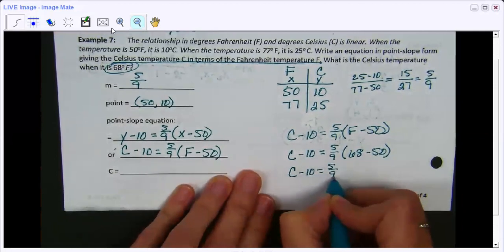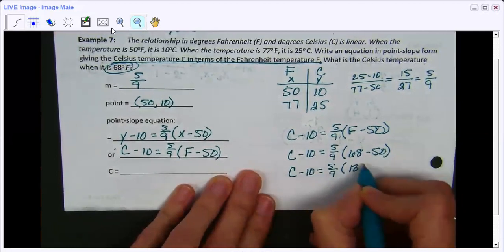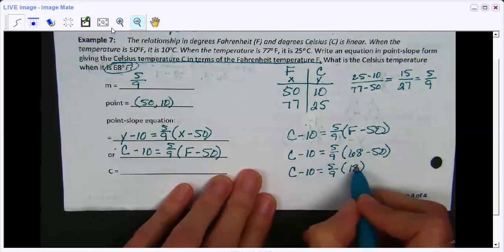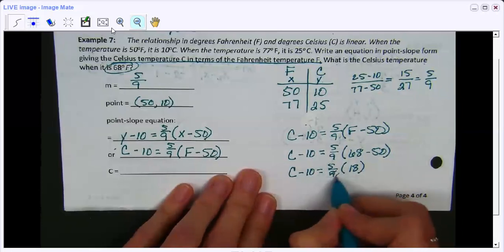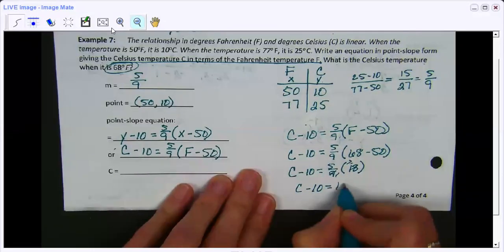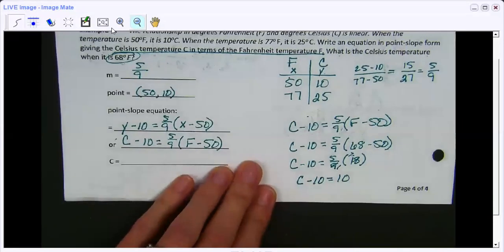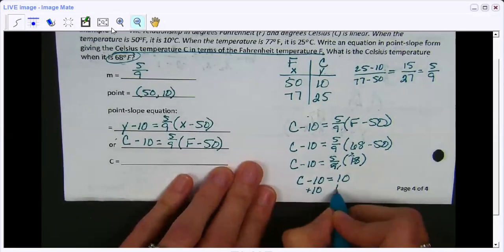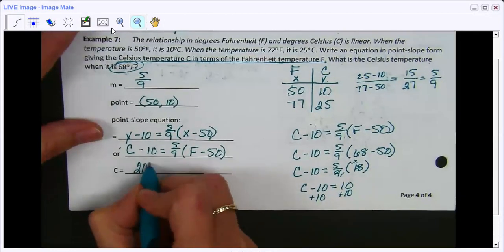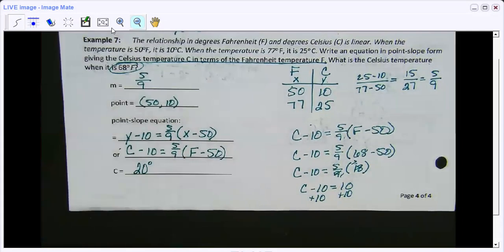So 68 minus 50 is 18. Now I can multiply 5/9 times 18, and this is easy because 18 is divisible by 9. And then I add 10 to both sides. And C equals 20 degrees Celsius.